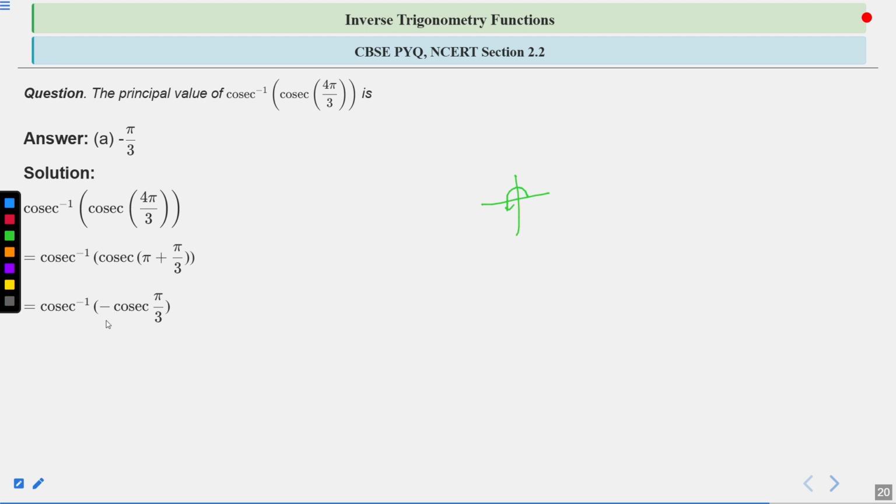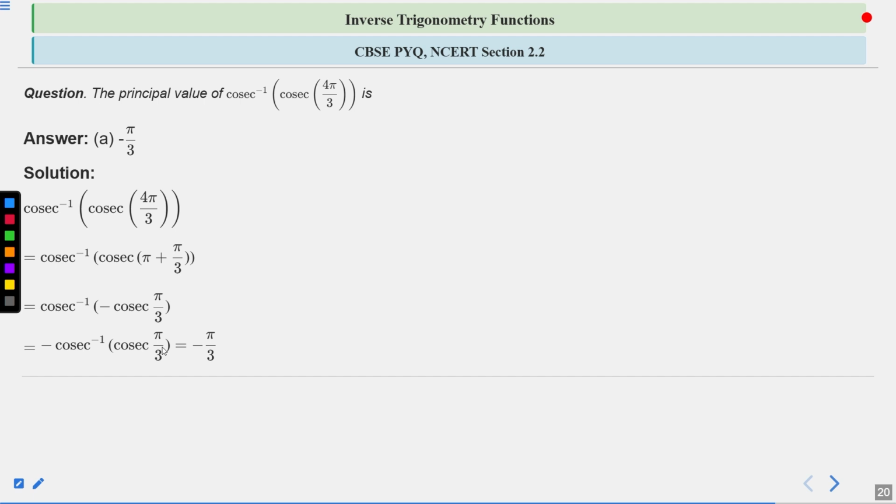So finally our expression is cosec inverse of minus cosec pi by 3. Again we know that cosec inverse of minus theta is basically minus cosec inverse theta. So finally we can write cosec inverse of minus cosec pi by 3 as minus of cosec inverse cosec pi by 3, right? And we know that cosec inverse cosec pi by 3 will be equal to pi by 3, and the value of the given expression will be minus of pi by 3, because we had to calculate minus of cosec inverse cosec pi by 3. So our correct answer will be minus pi by 3.